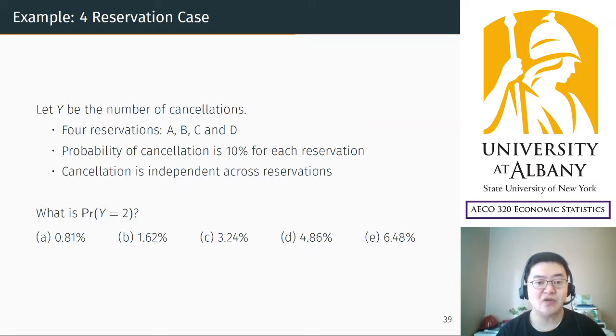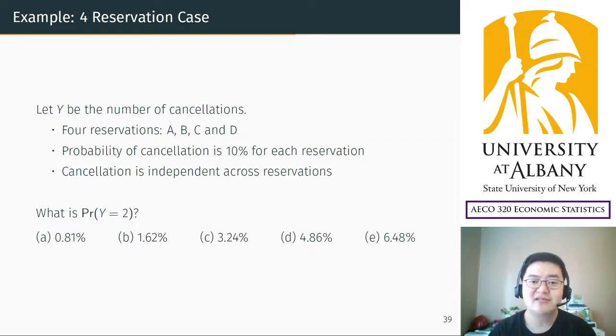And I should have asked this question in the previous video. Now we are interested in the probability that two reservations are canceled. Two reservations of four are canceled. So try this for a while. Remember, there are two steps. First, you have to count how many different combinations, different pairs from A, B, C, D you can think of.